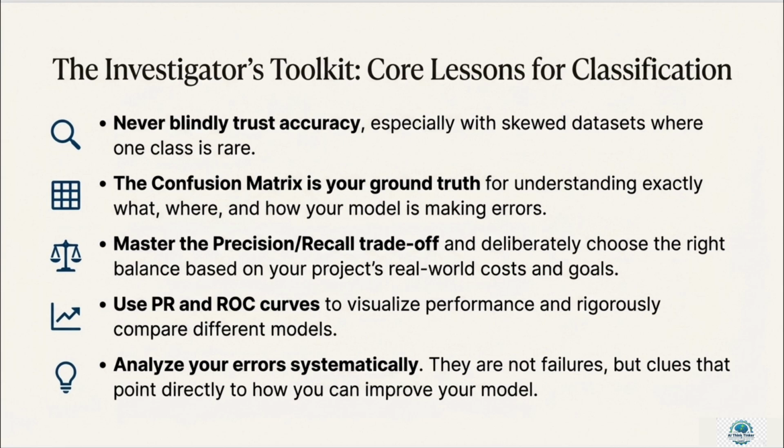We have covered a tremendous amount of ground today. Let's review the core tools you should now have in your investigator's toolkit. First, never blindly trust accuracy. If your data set is skewed, accuracy is lying to you. Second, the confusion matrix is our best friend. It's the only way to see the true nature of your errors. Third, master the precision recall trade-off. There's no best model, only the model that best fits the cost of your specific business problem. Use PR curves to find that sweet spot.